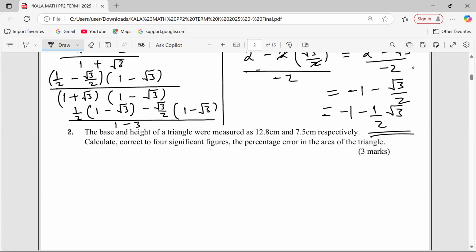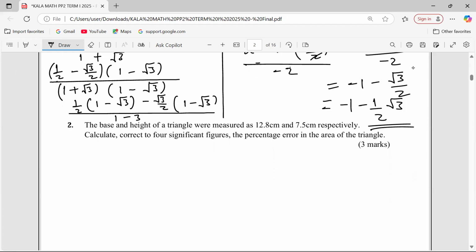Number 2, a question on errors and approximations. The base and height of a triangle were measured as 12.8 centimeters and 7.5 centimeters, respectively. Calculate, correct to 4 significant figures, the percentage error in the area of the triangle.